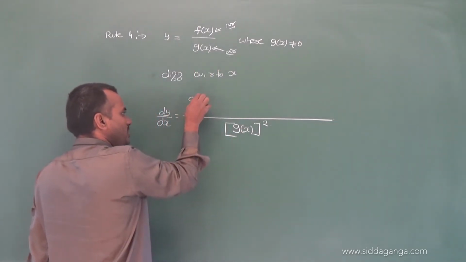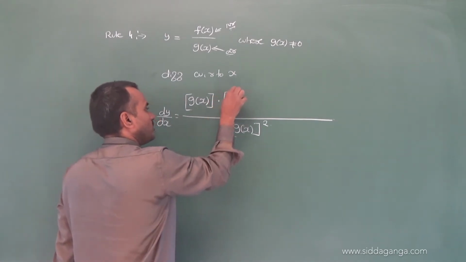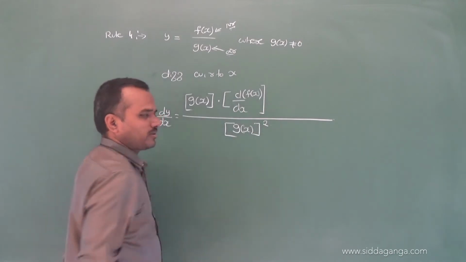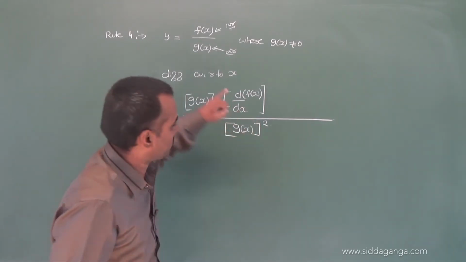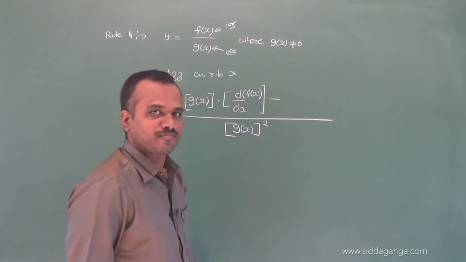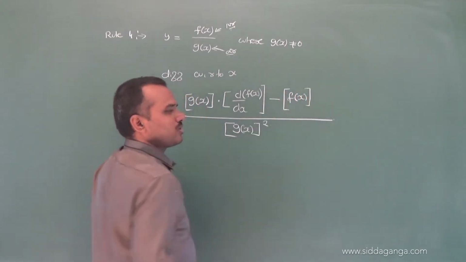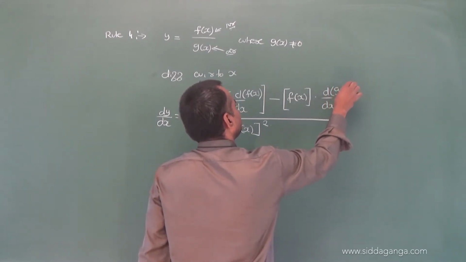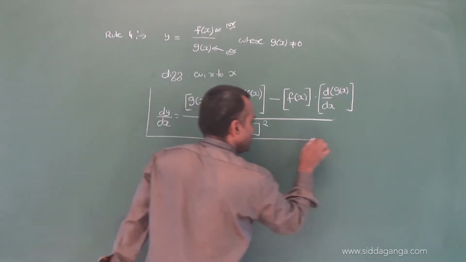In the numerator, denominator into derivative of numerator. Observe here. Denominator square. Got my point? Denominator square. Denominator into derivative of numerator. Write the sign minus. Numerator into derivative of denominator.